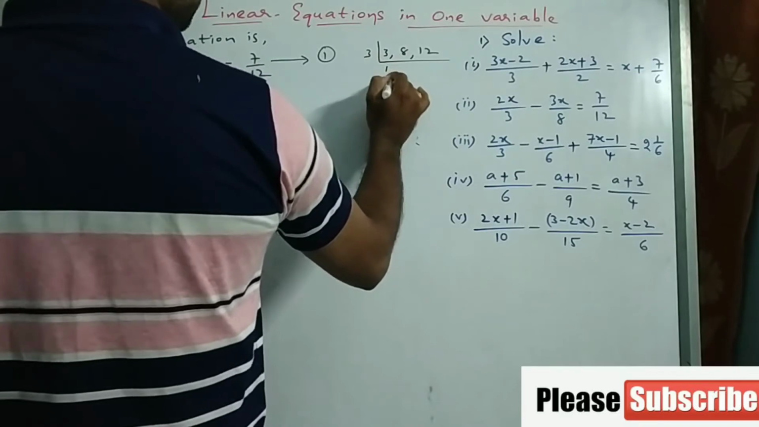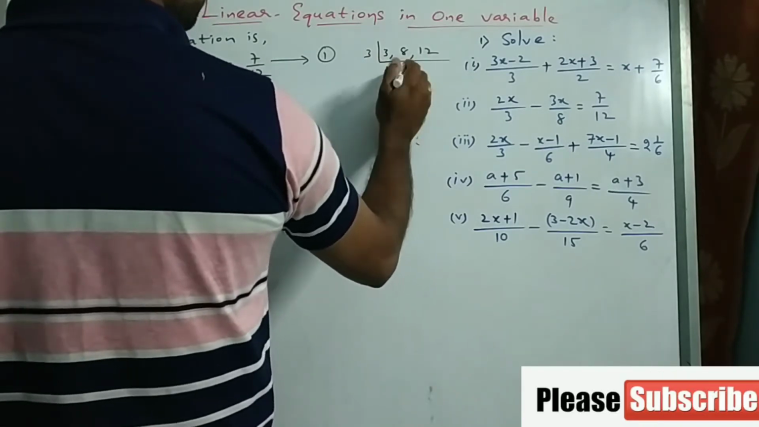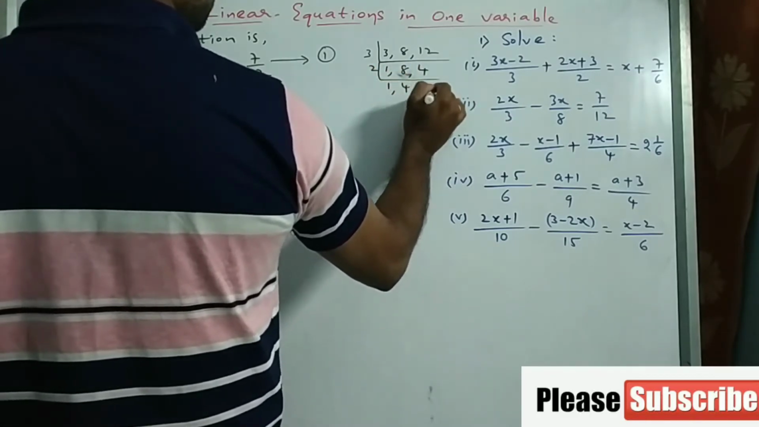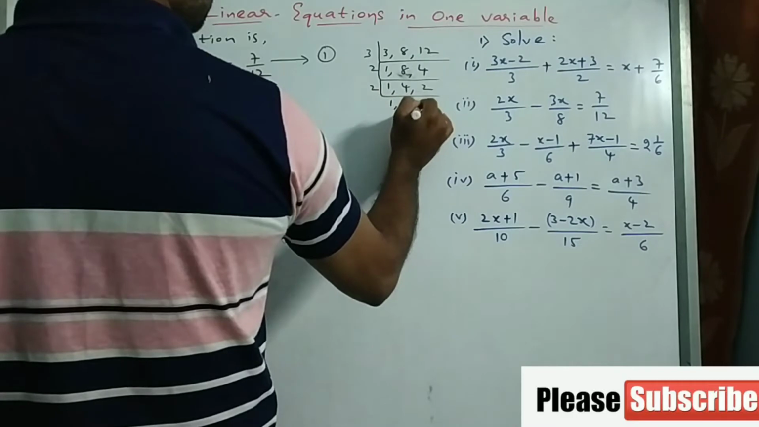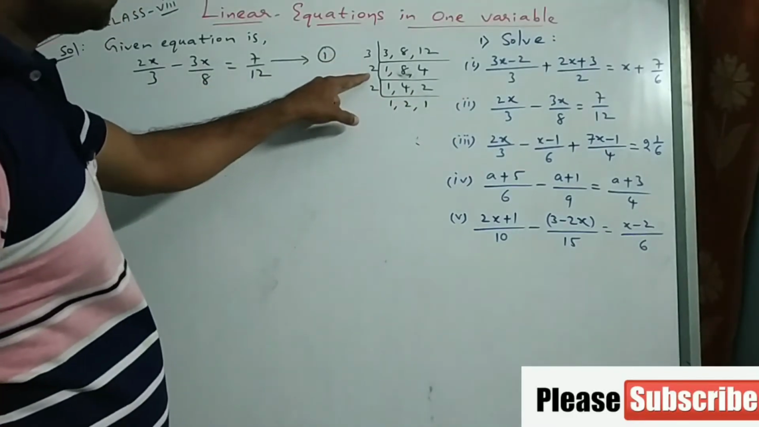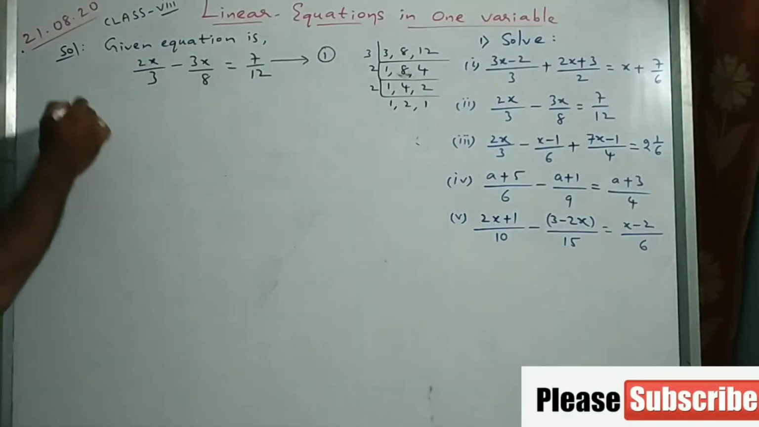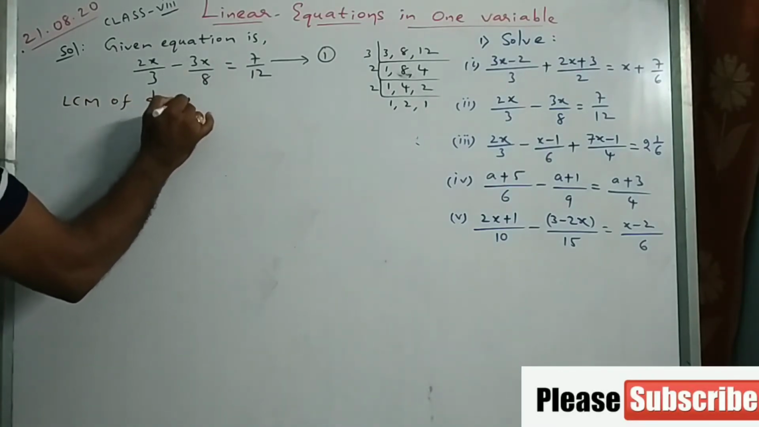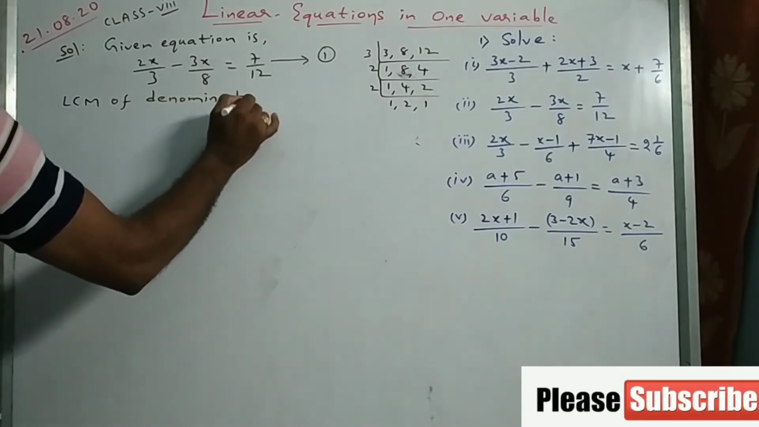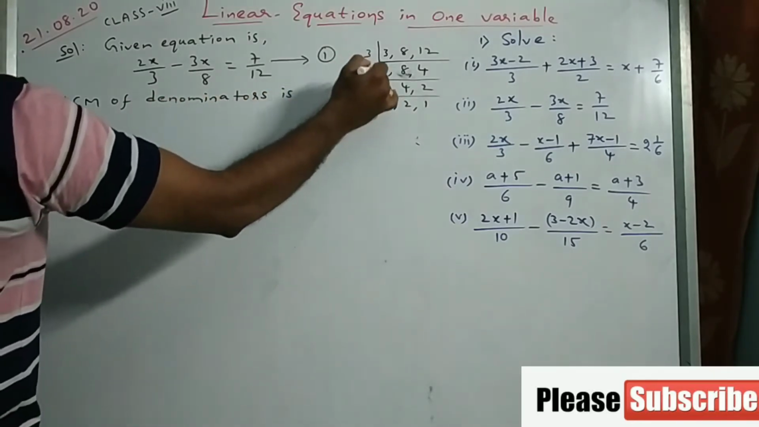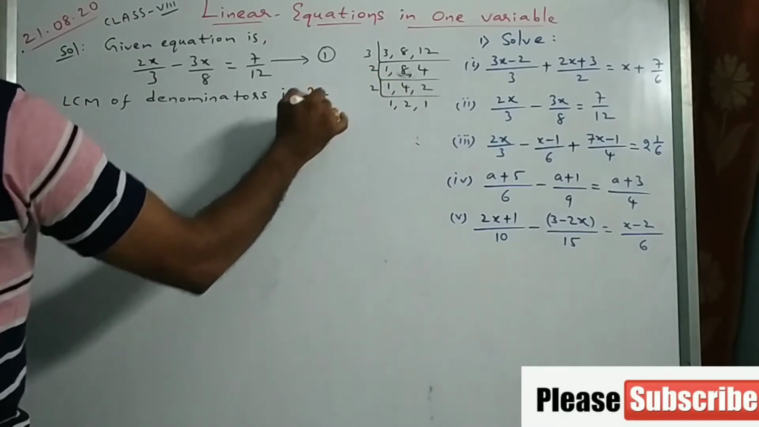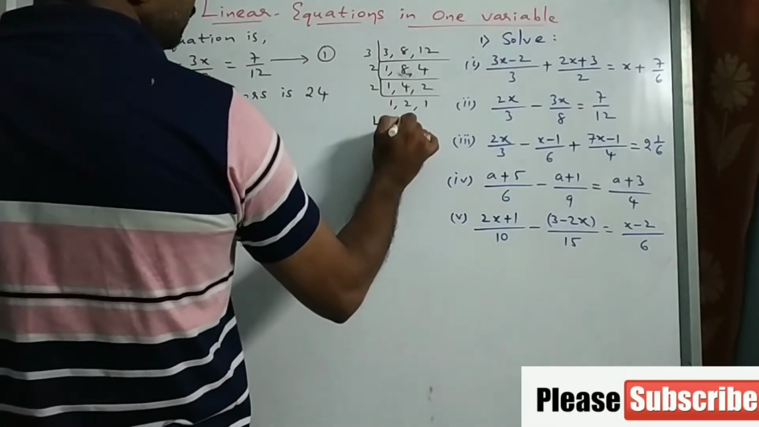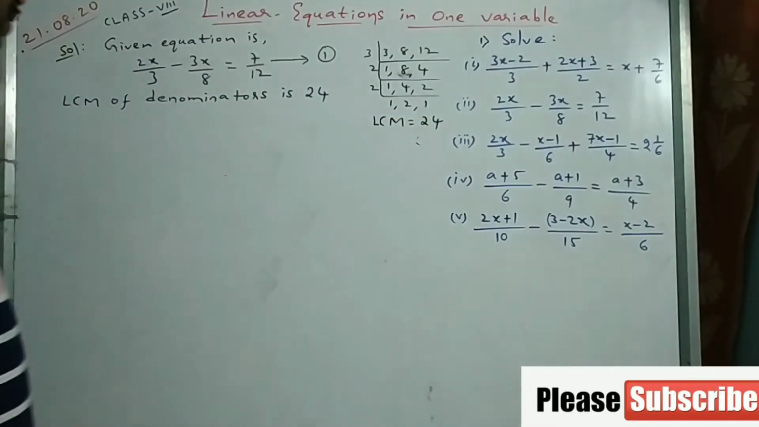Okay, 3 I am taking 3 1s, 8 as it is, 3 4s. So I will take 2 here, 2 4s, 2 2s. 2 I am taking 2 2s, 2 1s. So 3 2s are 6, 6 2s are 12, 12 2s are 24. LCM of denominators is 24. So we got the LCM here. What is the LCM? 24. So what should you do?